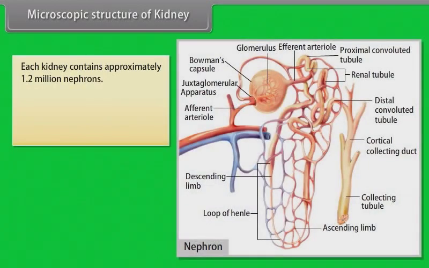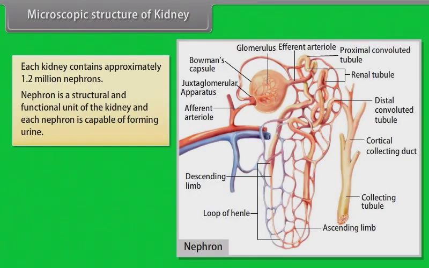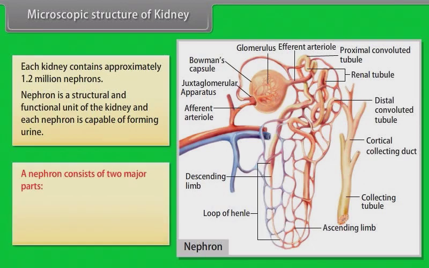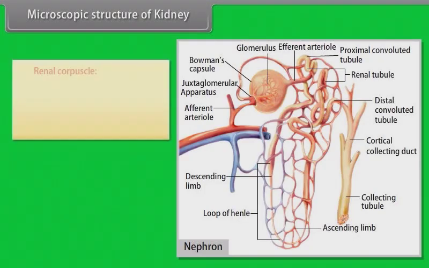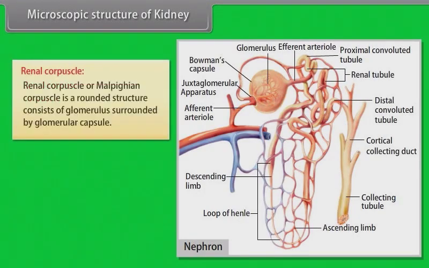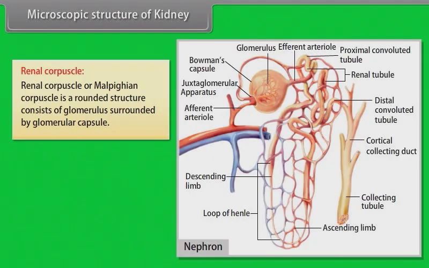Microscopic structure of kidney. Each kidney contains approximately 1.2 million nephrons. Nephron is a structural and functional unit of the kidney, and each nephron is capable of forming urine. A nephron consists of two major parts: renal corpuscle and renal tubule. Renal corpuscle. Renal corpuscle or Malpighian corpuscle is a rounded structure, consisting of glomerulus surrounded by glomerular capsule.